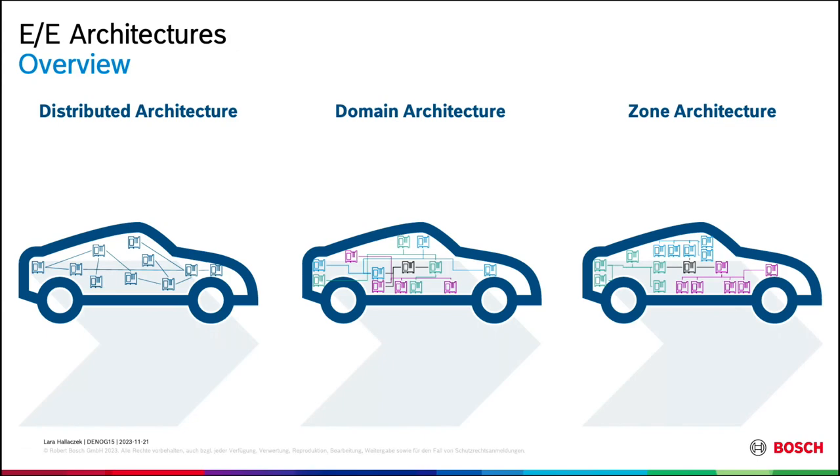OK, now that we had a look at different bus protocols, let's have a look at how this is used. Let's have a look at the different network architectures that are used in vehicles. First of all, the distributed architecture, which is the traditional one, then the domain architecture, where the industry is currently at, and the zone architecture, where it's currently moving towards.